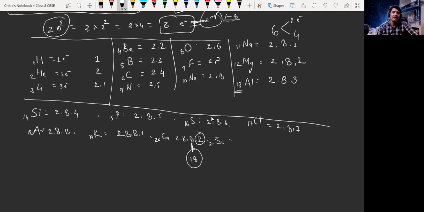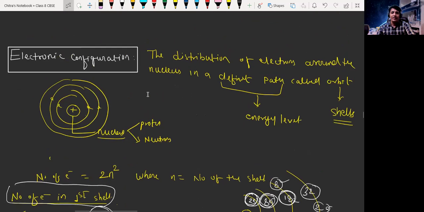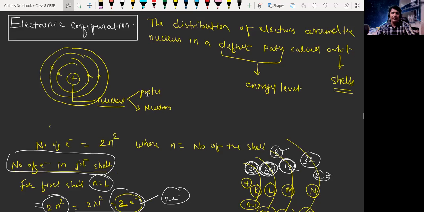Okay, but in the exam, you are allowed to write the electronic configuration up to calcium only, not more than that. So we are not discussing scandium here. We will discuss till calcium only. You have to remember the electronic configuration up to calcium, and actually you do not have to remember, you just have to understand how to write the electronic configuration. That's all. Okay, beta?